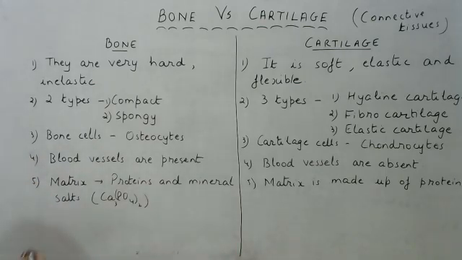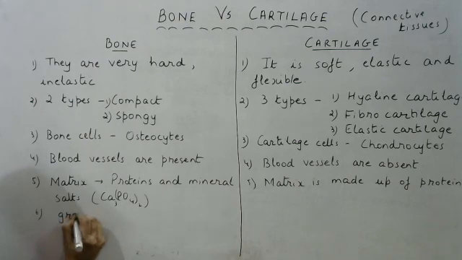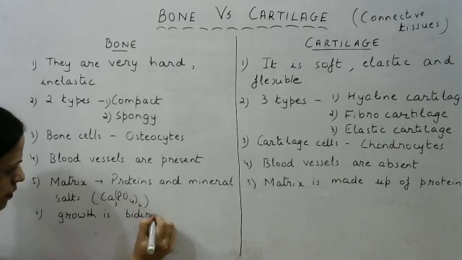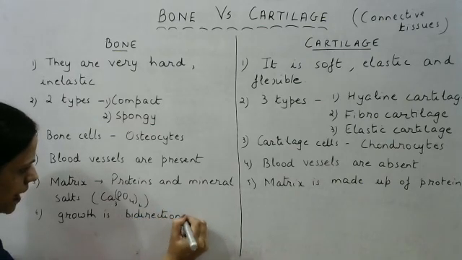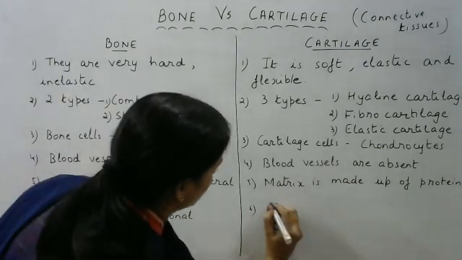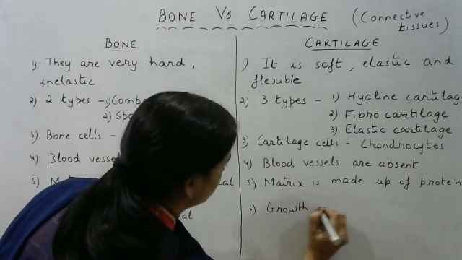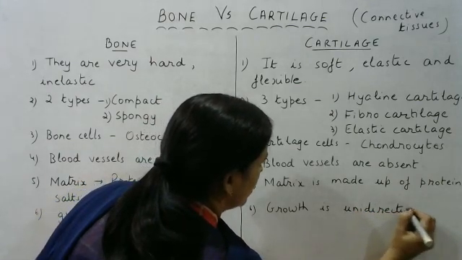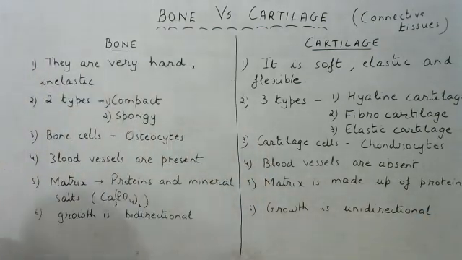Then the sixth point of difference that we can mention over here is that in case of bone, the growth is bidirectional, that is, the bone grows in both the directions. Whereas in case of cartilage, the growth is unidirectional. Unidirectional means that the cartilage grows in a single direction, whereas bone grows in both the directions.